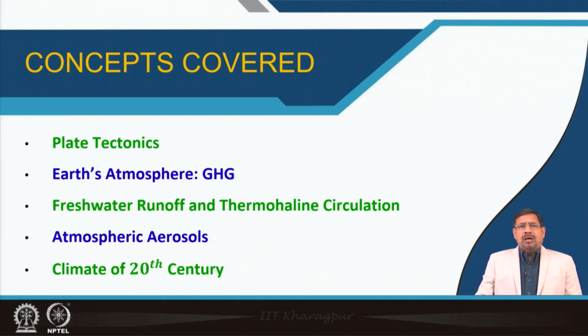The third is the runoff. So, we have freshwater runoff and also the thermohaline circulation, temperature and salt or salinity. This circulation also explains the mechanism of climate change. And the aerosols in the atmosphere, how they also contribute as negative forcing in explaining the climate change mechanism. And cumulatively we will take a look at the climate of our past century, that is the 20th century.